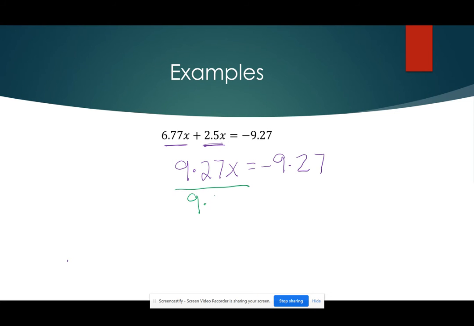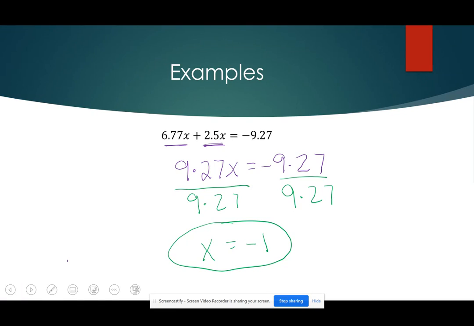You divide by 9.27 to get the x alone. So x equals negative 1. So when you're dealing with decimals, you just follow the same steps. It's just more complicated numbers.